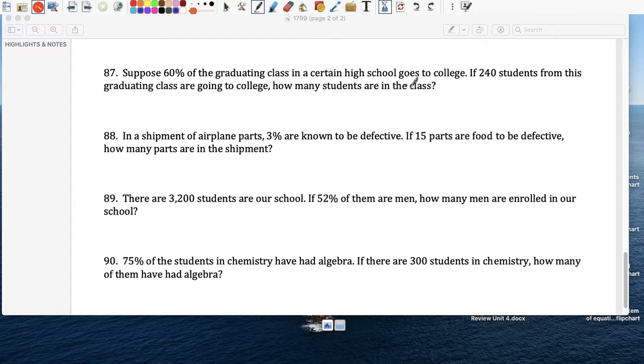Okay, so in, let's say, 8th grade, there are a certain amount of students. 240 of them are going, 60% of the students in the 8th grade are going to high school. Actually, sorry, high school goes to college, the other way around, one level above that. So the graduating class has a certain number, 240 of them are going to college. That represents 60%. So how many kids were in that graduating class in that senior year of high school?